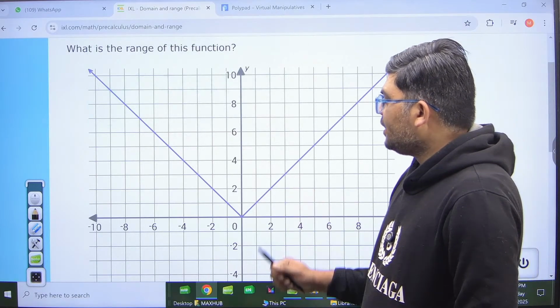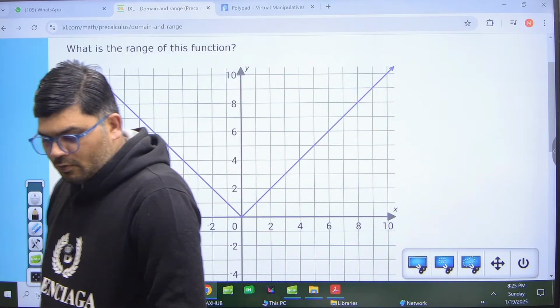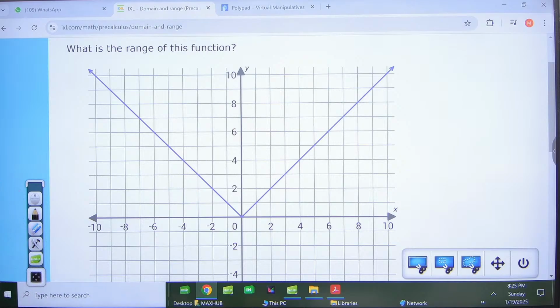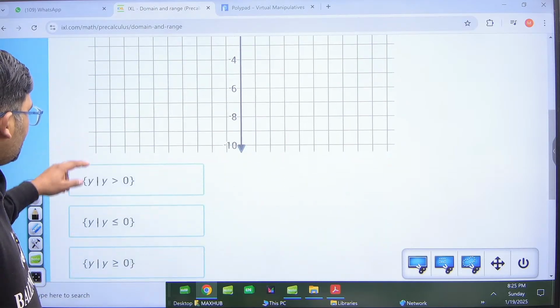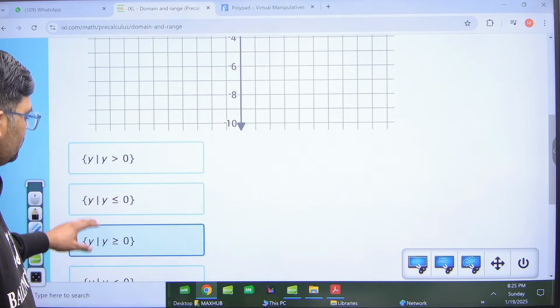Next question. What is the range of this function? Tell me. What are the possible values of y? From 0 to positive infinity. That means y is greater than or equal to 0.